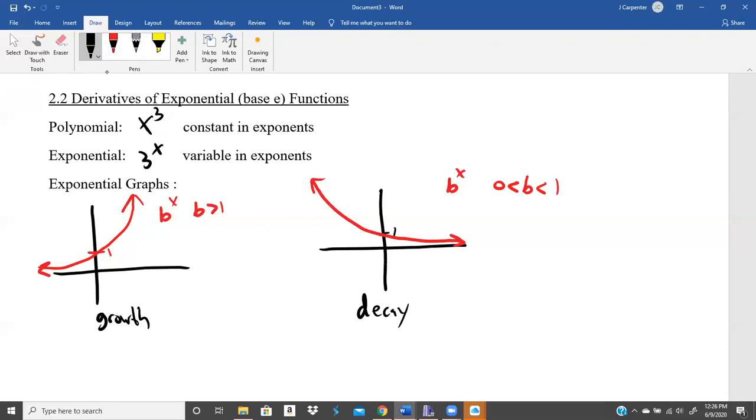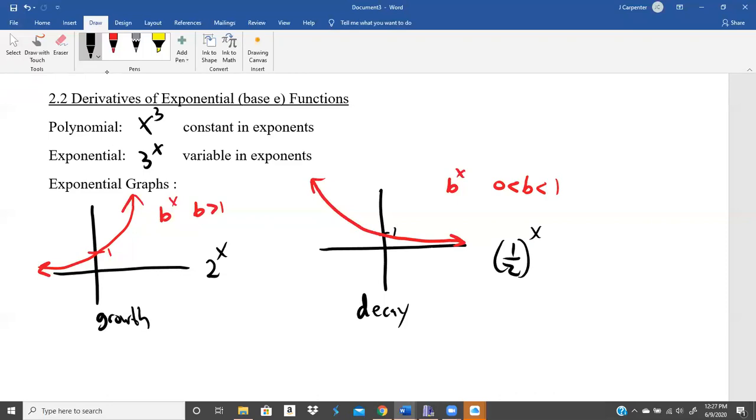So just a quick reminder, an example of what this left one could be, this could be 2 to the x, and the right one, this could be 1/2 to the x. Or the left one could be 3 to the x, or 9 to the x, or 2 million to the x. The right one could be 1/4 to the x, or 0.35 to the x, or 0.0001 to the x.